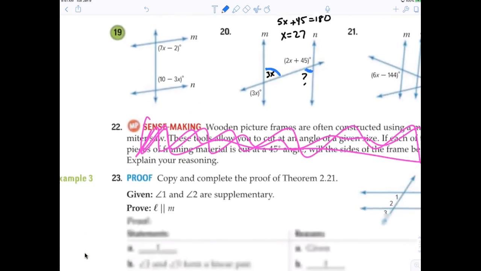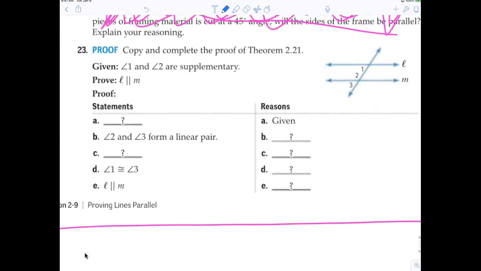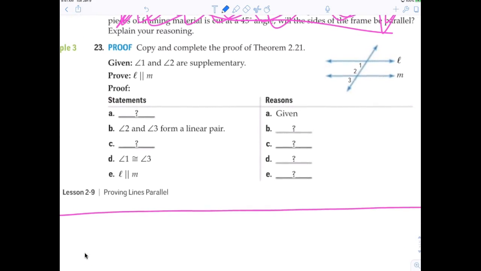All right. Let's look at 23. I like this. What was theorem 2.21?